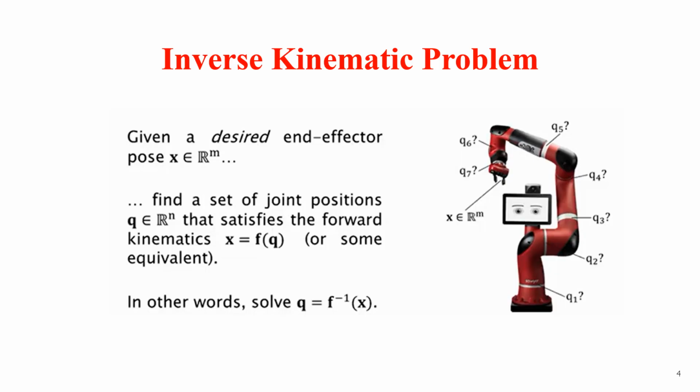What is the inverse kinematic problem? As I said, you will be given the end effector pose. The end effector pose, which means the position and orientation, will be given to you, and for that defined or desired pose, you should determine the different joint coordinates. So the end effector pose is known, and you have to determine all the joint coordinates.